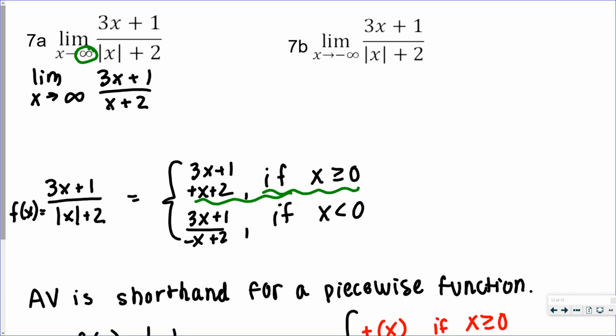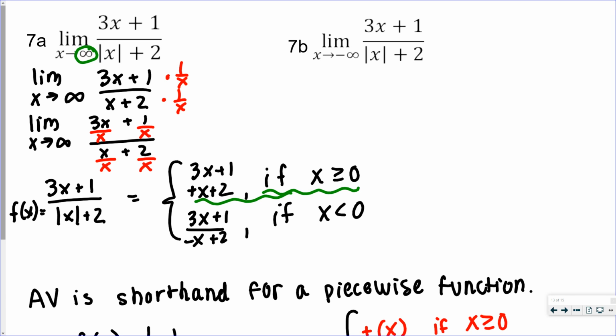And then we can do our easy tactic of dividing by the largest power of x in the denominator, which is just x. So divide everything by x. Those cancel. This becomes a 1. We end up getting 3 plus 1 over infinity, which is just 0, over 1 plus 2 over infinity, which is 0. So that ends up being 3.